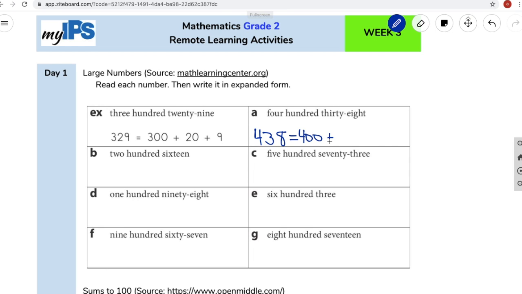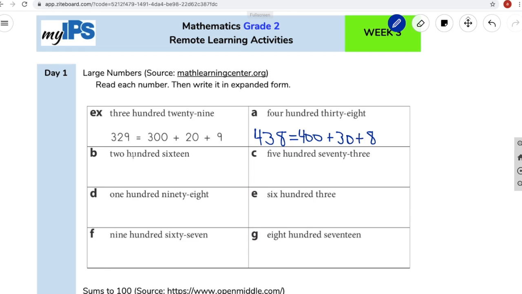Plus, so we have 430. So we're going to write 30 plus. Then we have 438. So we just write 8. We don't need a plus sign because there's nothing after the ones place. Easy peasy, lemon squeezy. Let's go ahead and go to B.